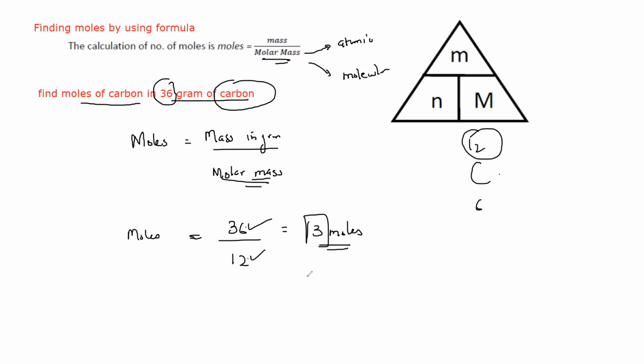Is it clear, the first example? I'll give more examples related to this. So we are using the first formula, and according to the first formula, moles equal the mass in gram divided by molar mass. The term molar mass means it can be atomic or molecular mass, depends on the substance.